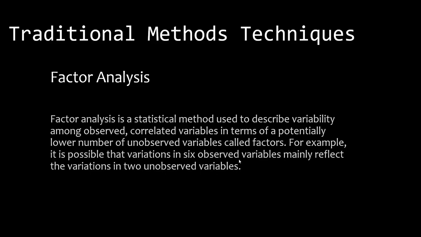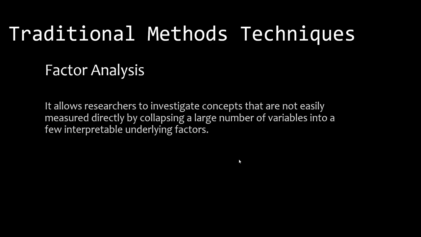All right. Factor analysis. Factor analysis is a statistical method used to describe variability among observed correlated variables in terms of a potentially lower number of unobserved variables called factors. For example, it's possible that variations in 6 unobserved variables mainly reflect the variation in 2 unobserved variables. That's factor analysis, okay? It allows researchers to investigate concepts that are not easily measured directly by collapsing a large number of variables into a few interpretable underlying factors.